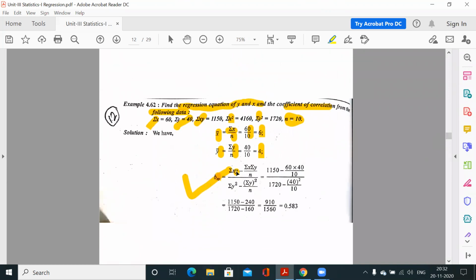So this is summation xy, which is given as 1150. Summation x times summation y: summation x is 60, summation y is 40, so 60 into 40, and n is the number of observations, which is 10. Summation y square is 1720. Summation y whole square, that is summation y is 40, so 40 square divided by n. Now we know bxy.